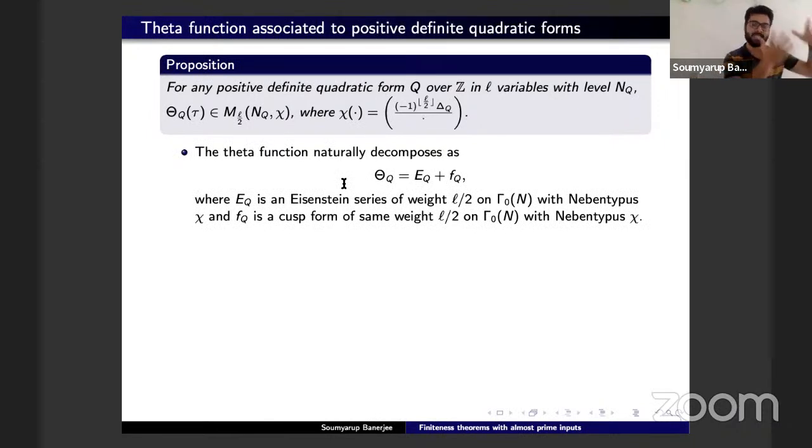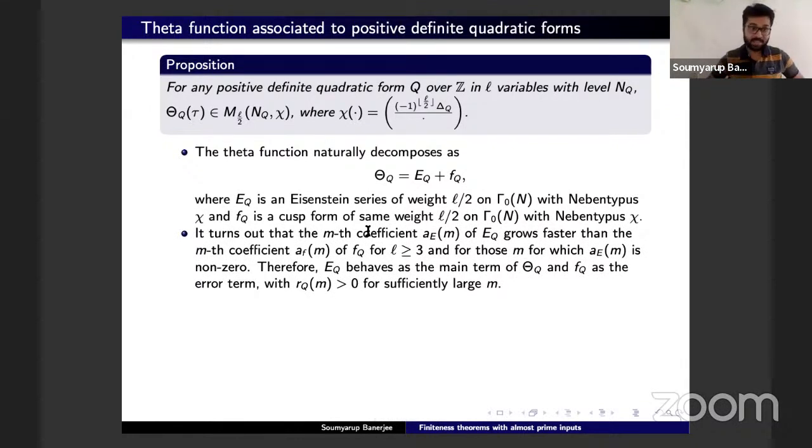Since the theta function is a modular form, it naturally decomposes as the Eisenstein series part and the cuspidal part, where E_Q is the Eisenstein series of weight l/2 on Gamma_0(N) with Nebentypus chi, and F_Q is the cusp form of the same weight on Gamma_0(N) with Nebentypus chi.